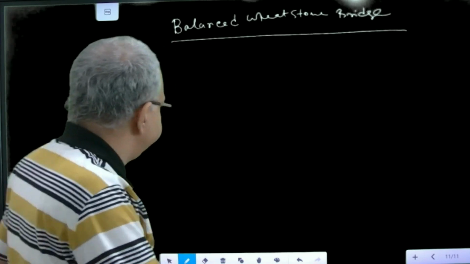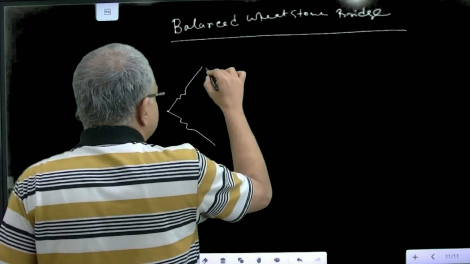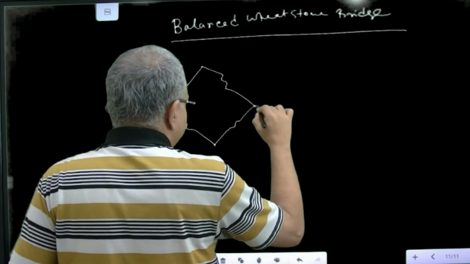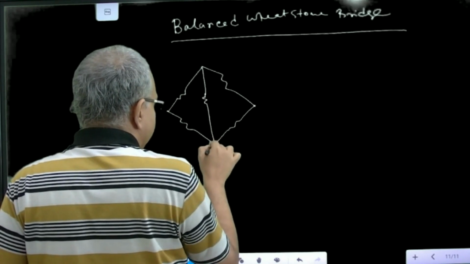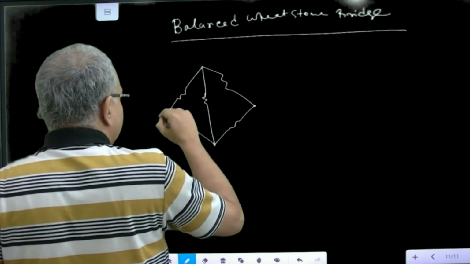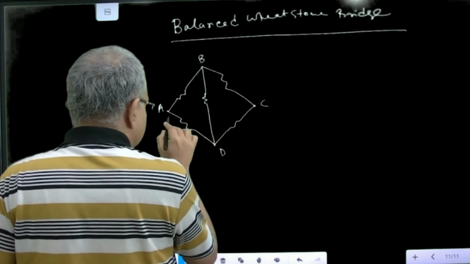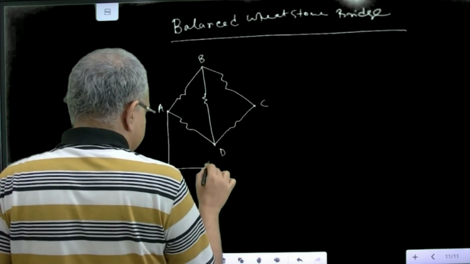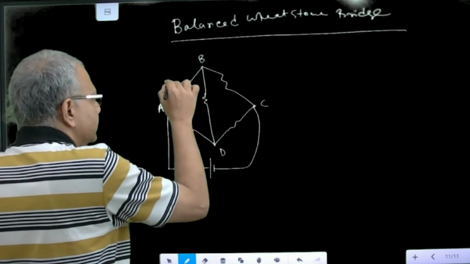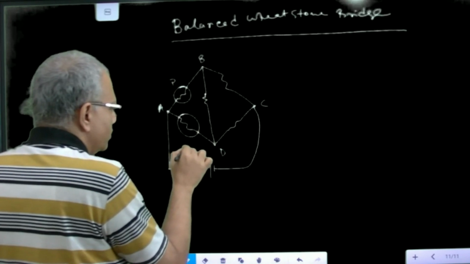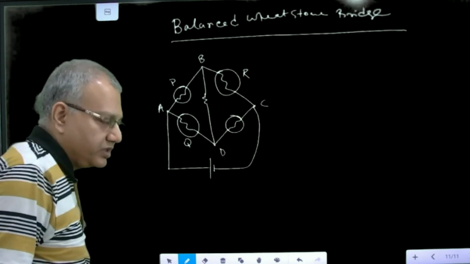See, what is the shape of the Wheatstone bridge? Like this: first, second, third, fourth, and another resistance in the middle. Here we have connected a cell. Let us say these resistances are P, Q, R, S. This is called the Wheatstone bridge.